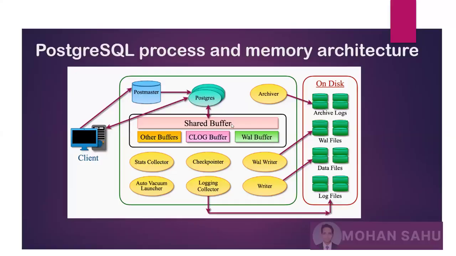All the dirty records or the committed records will be written from the shared buffer to the data files with the help of a process called the writer, or BG writer. So the checkpointer will invoke the BG writer process, which will write all the modified pages or committed records from the shared buffer to the data files. Now we have different components as well.